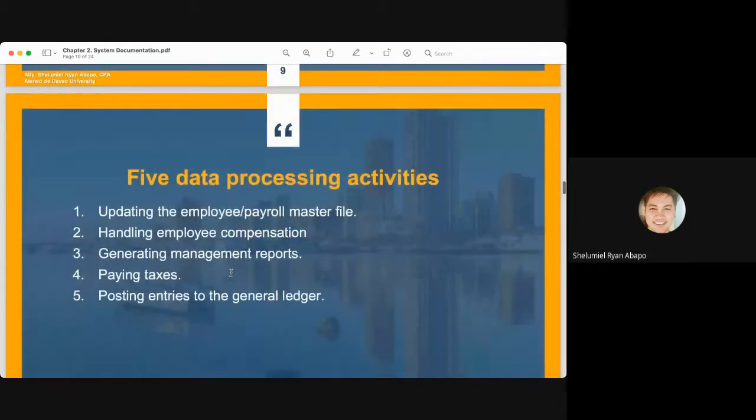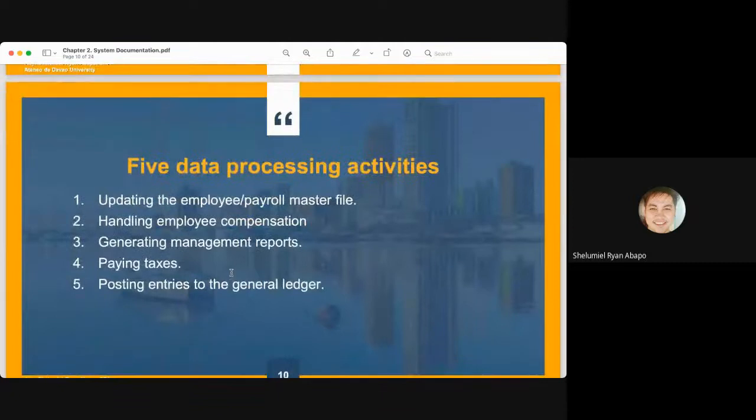Now, note class that there are 5 data processing activities. The first is to update the employee payroll master file, which will include now the information relevant to the employee, such as the employee's biodata, educational attainment, current pay, and everything about that particular employee, say pertaining to his evaluation. It may include say competence, trainings, or seminars attended.